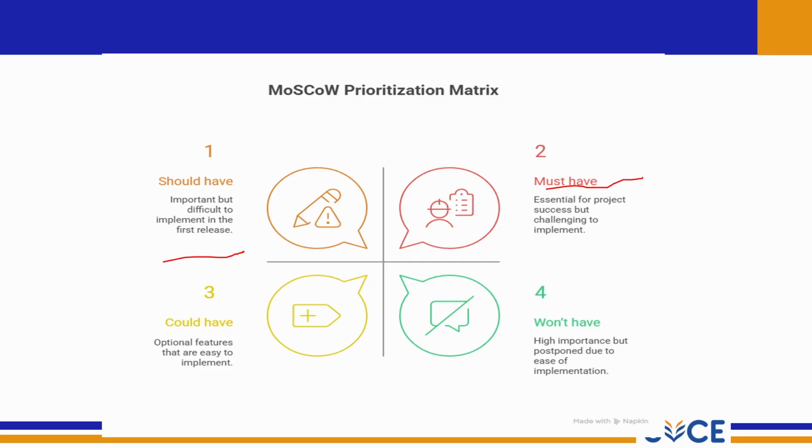These are the highest priority items. They are essential for project success. Without them, the product cannot function properly. These features must be delivered in the current release.